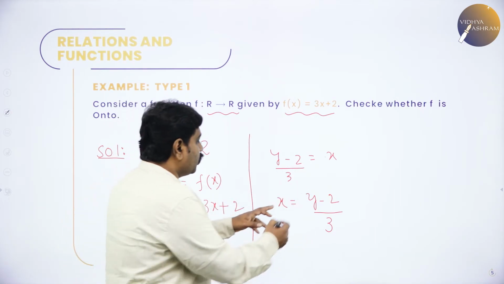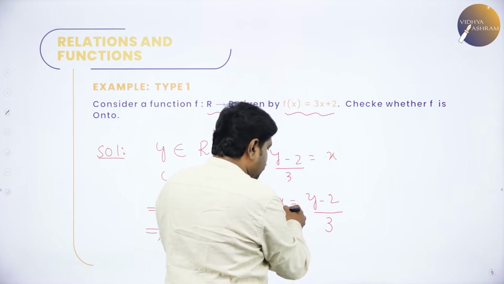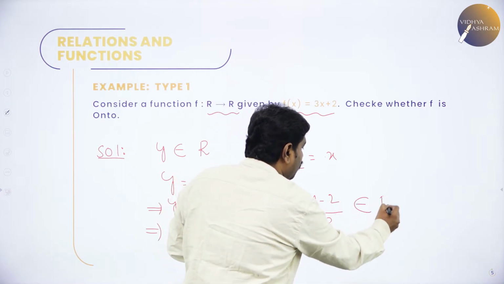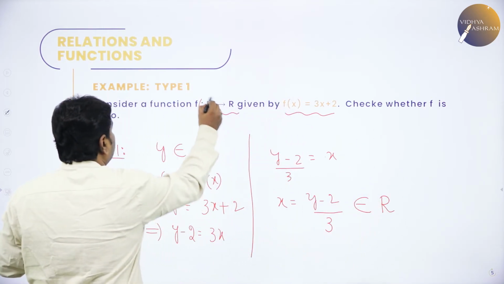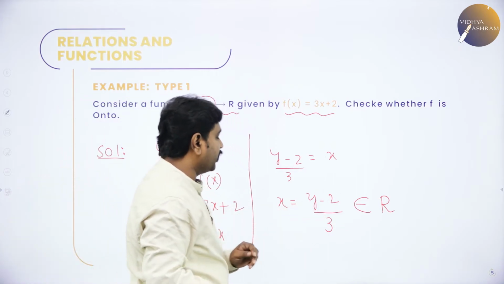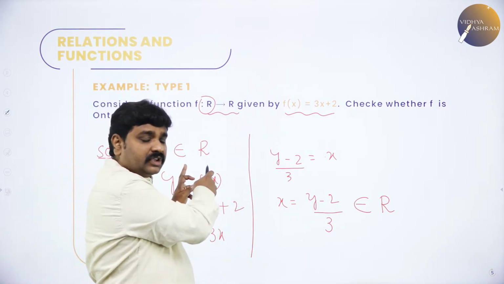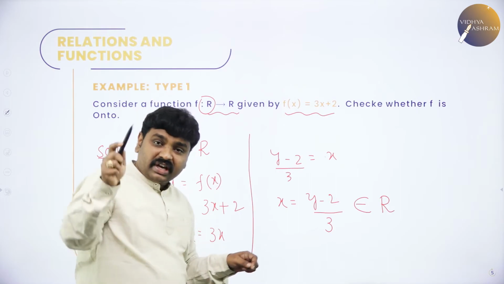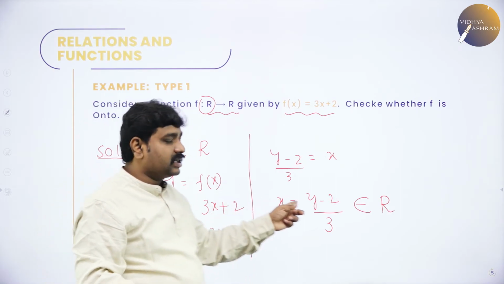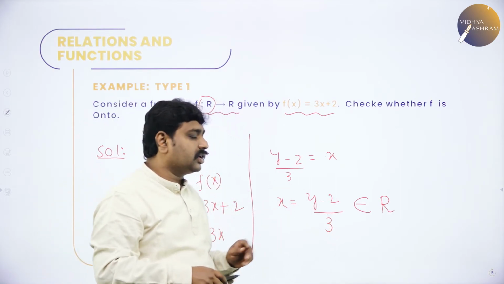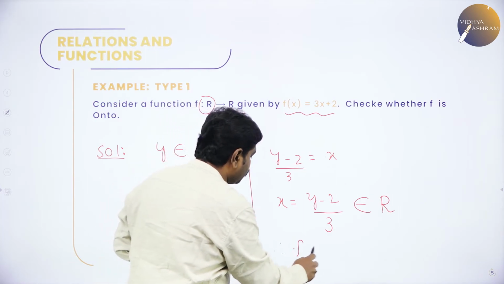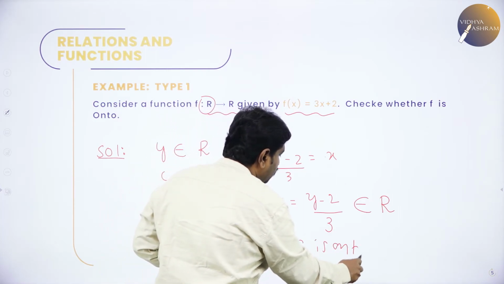Real. So, (y minus 2) by 3 is the x value, and this belongs to the domain. What is the domain? R. So x belongs to the domain, which means y is in the codomain and its pre-image is in the domain. So every element in the codomain has a pre-image. Therefore, what is the conclusion? Therefore, f is onto. F is what? Onto. I hope all of you understood.